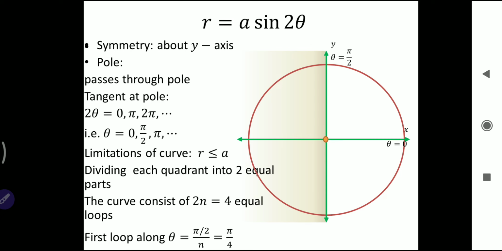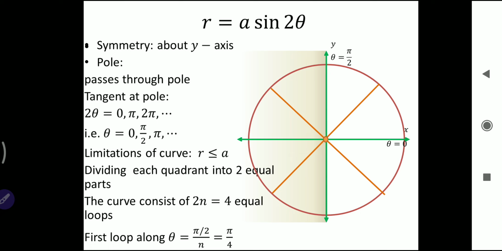This is the maximum value. r equal to a is the maximum radius that we are going to have. So we are going to draw a circle of radius a from the origin. So this is what this is. We are dividing each quadrant into 2 equal parts.